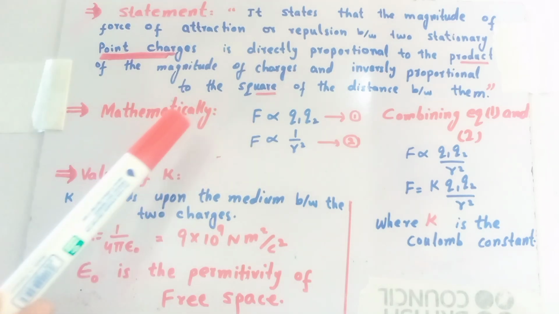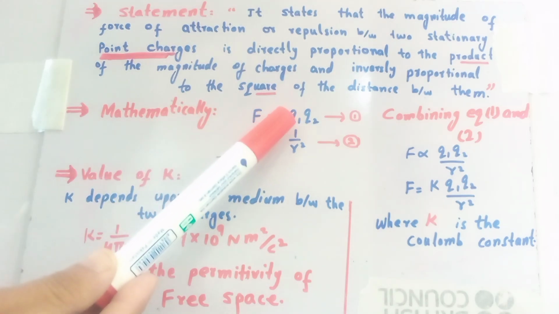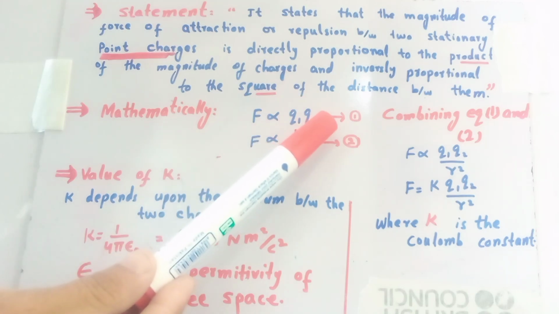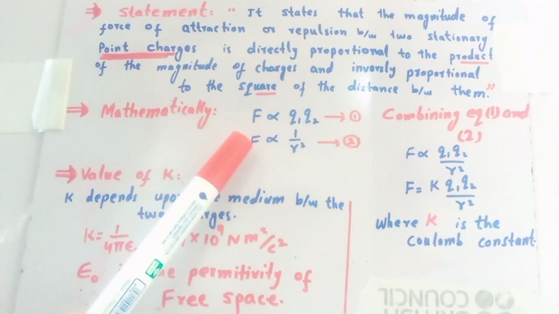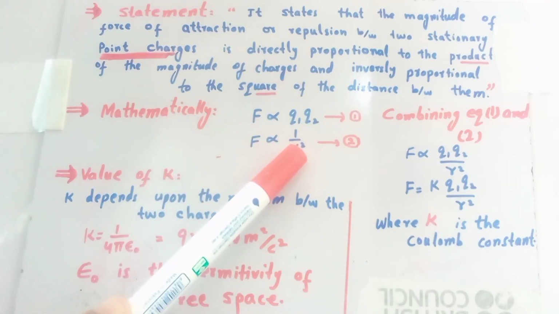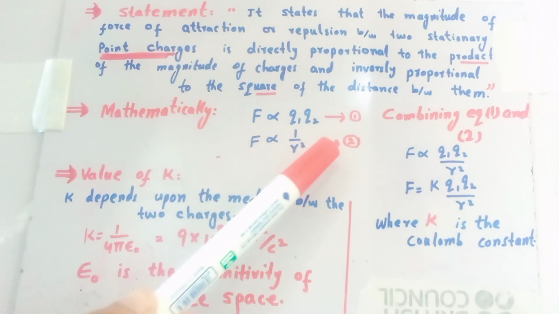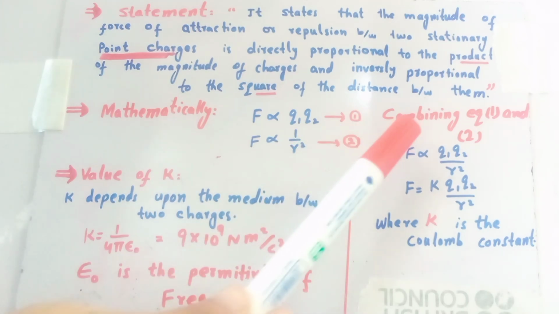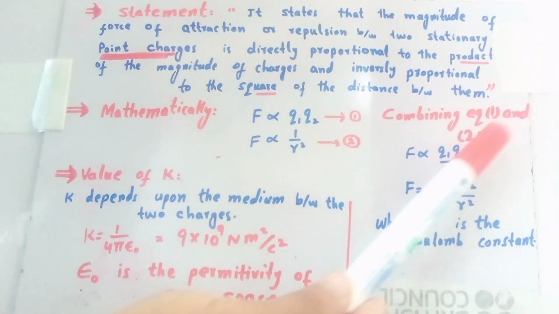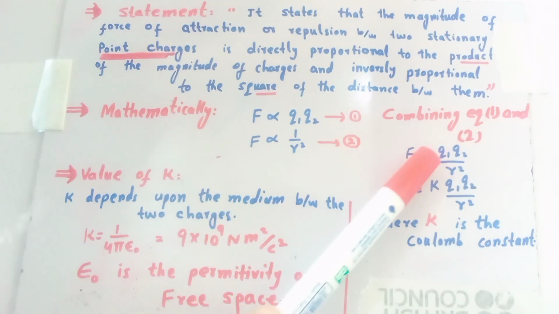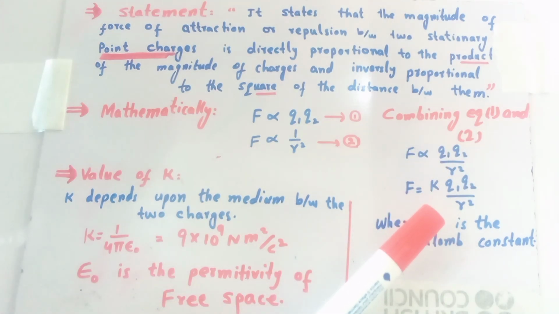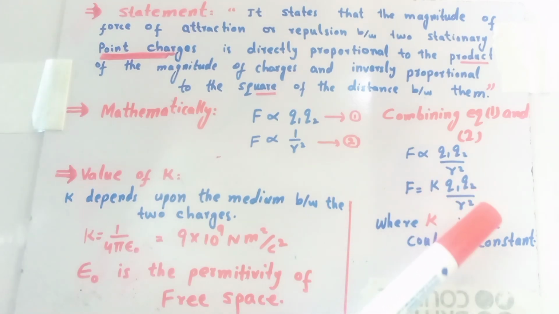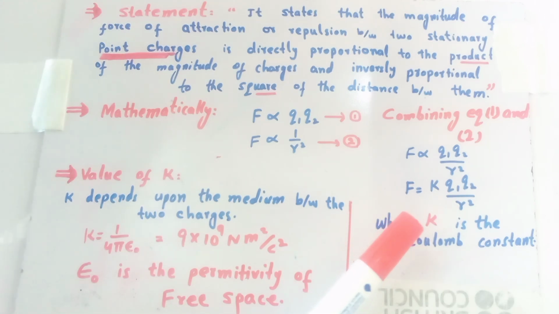Mathematically, we can derive Coulomb's law. Force is directly proportional to Q1 Q2, which is equation number 1. Force is inversely proportional to the square of the distance. This is equation 2. Now combining equations 1 and 2, force is directly proportional to Q1 Q2 by R square. F is equal to K Q1 Q2 divided by R square.